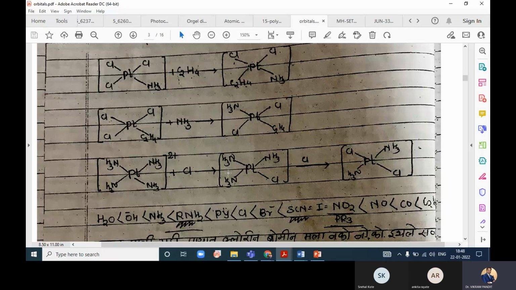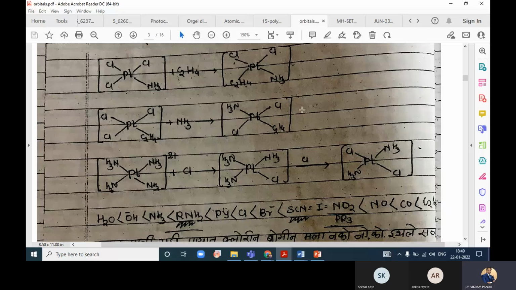Now there is a problem, that I have two different ligands. When I add chlorine again, see, the chlorine placed here, and this NH3 group is on the left-hand side. Chlorine has more trans effect than this NH3. That's why this chlorine goes trans to this. So what you are getting is a trans type of product.